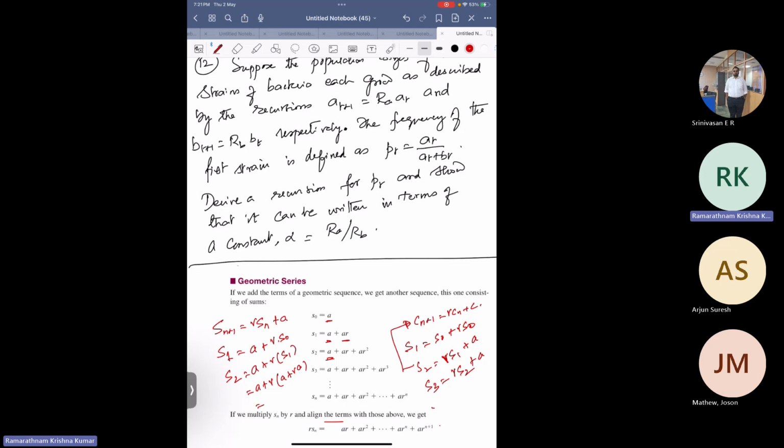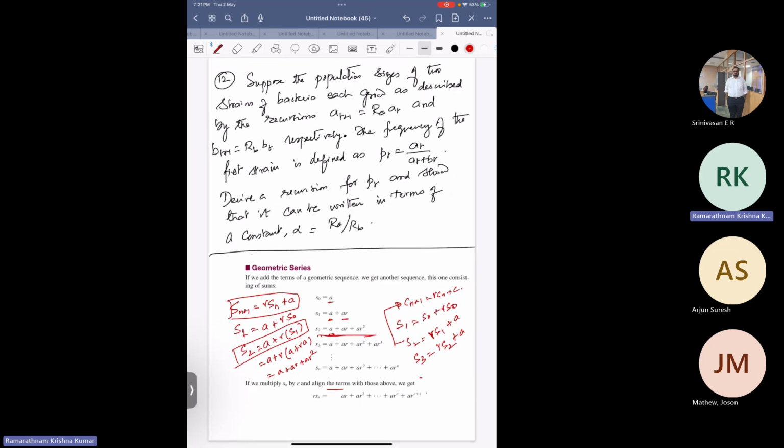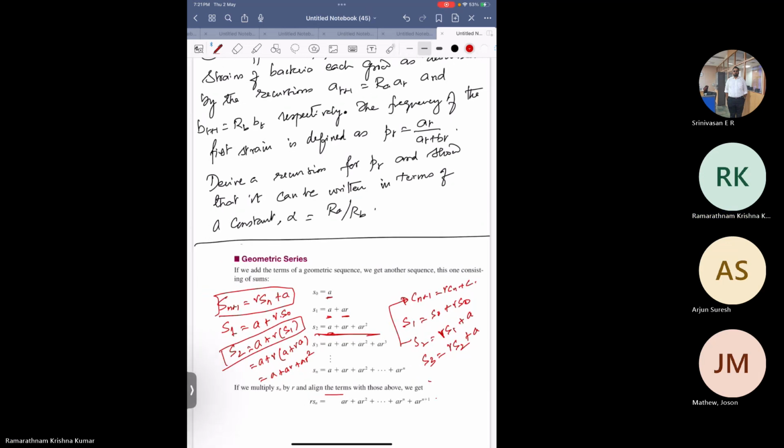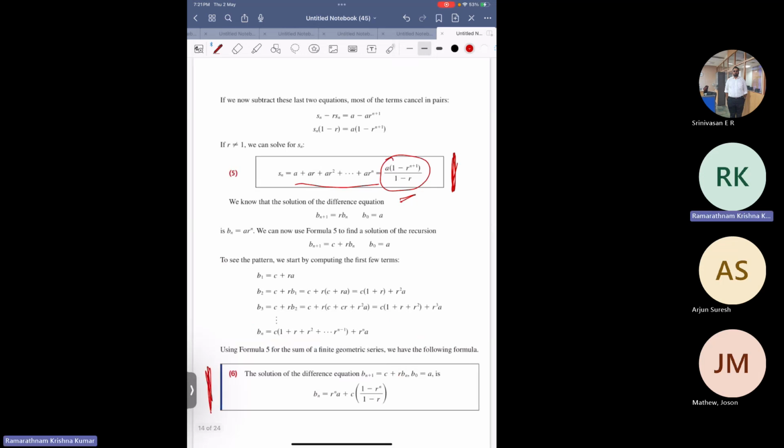So what is this equation? A plus AR plus AR square, right? So that is what is S2. So S2 is written like that. So Sn plus 1 is written as R into Sn plus A. If I'm able to write Sn plus 1 is equal to R into Sn plus A like that, then my equation is given by this value. Is that clear? Sn is given by this value. Any questions?